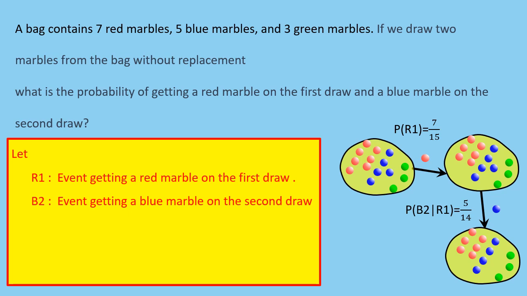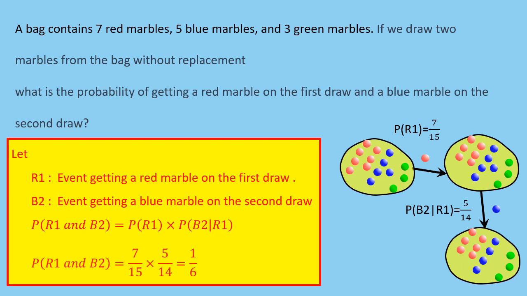Now, by applying the AND rule, we get the probability of event R1 and event B2 equals the probability of event R1 multiplied by the probability of event B2 given R1. Plug in the numbers, we get the probability of events R1 and B2 is 7/15 multiplied by 5/14, which equals 1/6.